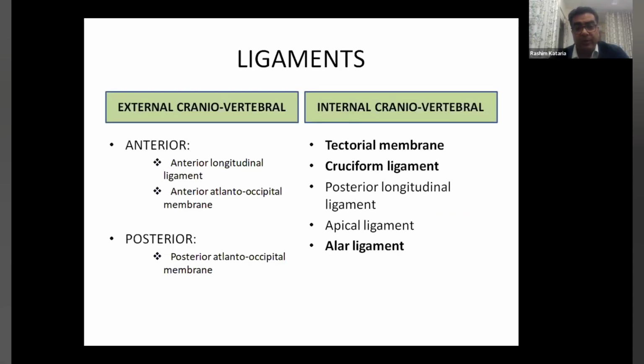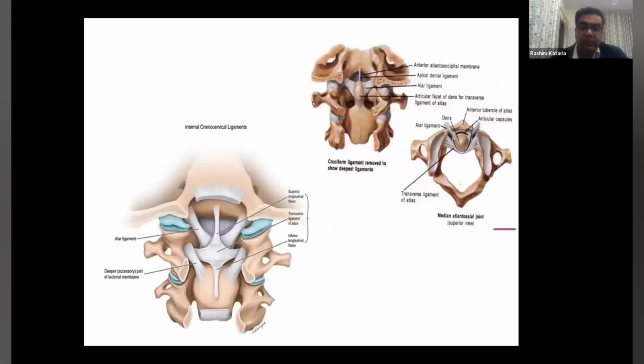So coming on to the ligaments, they can be external or internal. There are so many ligaments, but out of all these, the three very important ligaments are the tectorial membrane, the transverse ligament, also called the cruciform ligament, and the alar ligament. So we'll talk about these.